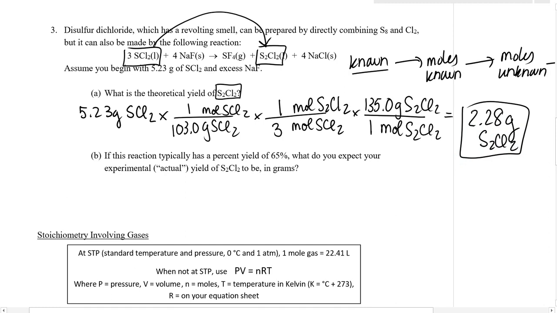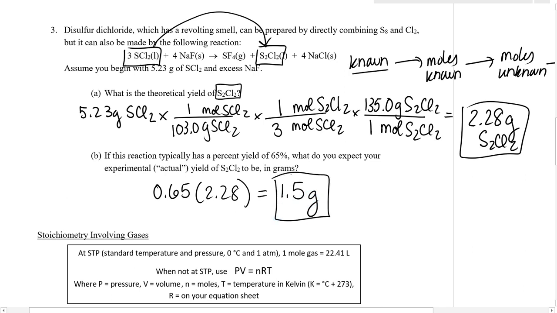And then this question is phrased a little bit differently. If the reaction typically has a percent yield of 65%, what do you expect your actual yield to be? So basically you're just saying, what's 65% of 2.28? That's what I would expect my actual yield to be. And if you plug that in your calculator and round it to 2 sig figs, you will get 1.5 grams as your predicted actual yield.